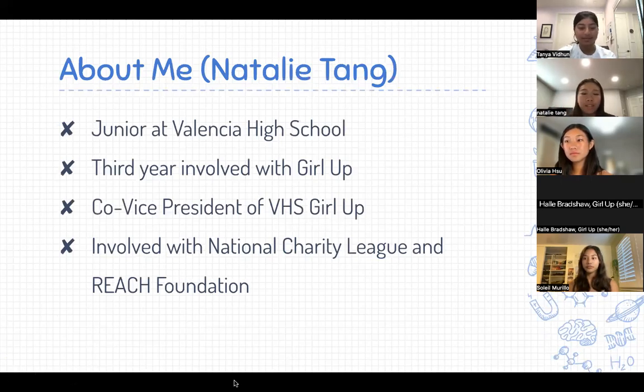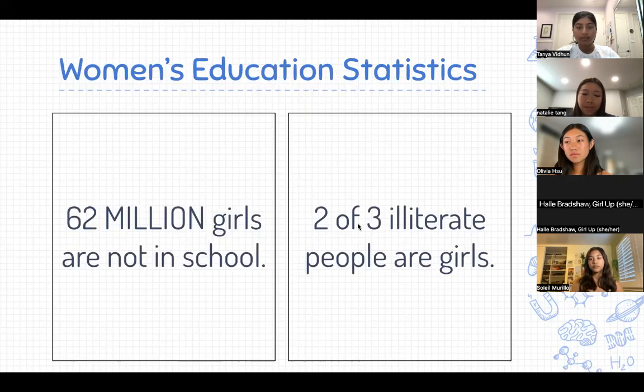Hi everyone, my name is Natalie Tang, and a little background on me is that I'm currently a junior at Valencia High School. I'm the co-vice president of the Valencia chapter of Girl Up, but I've been very involved since my freshman year, and last year I was a member of the activities committee. I'm also very involved with the National Charity League and the Reach Foundation, which are both nonprofit organizations focused on serving our communities. When I first joined Girl Up, I wanted to learn more about the various issues that affect women, and since then I've definitely done so.